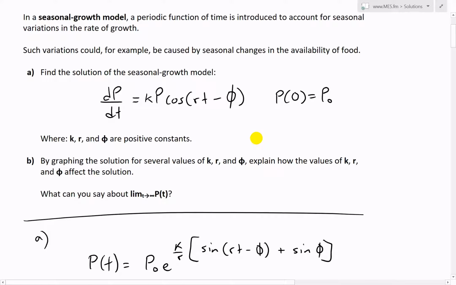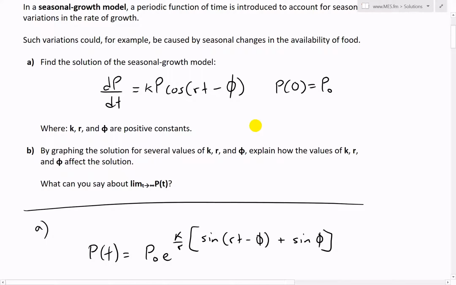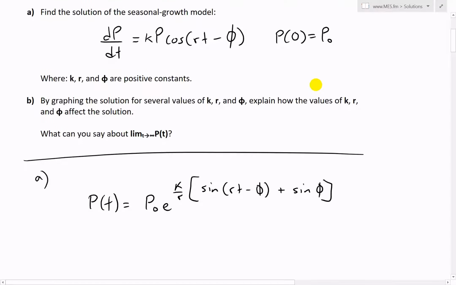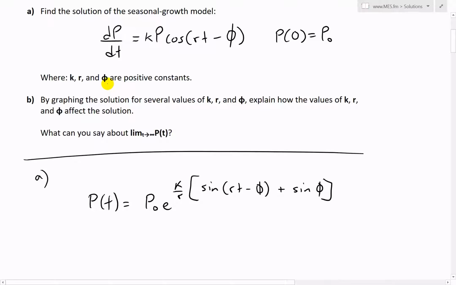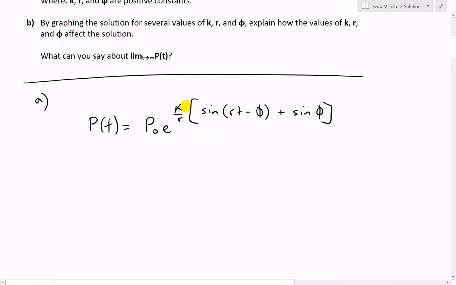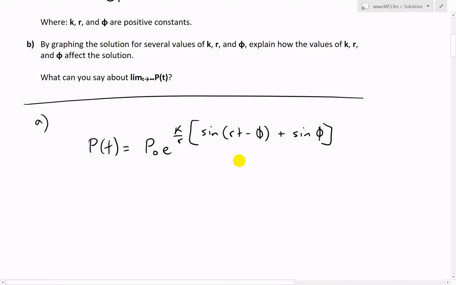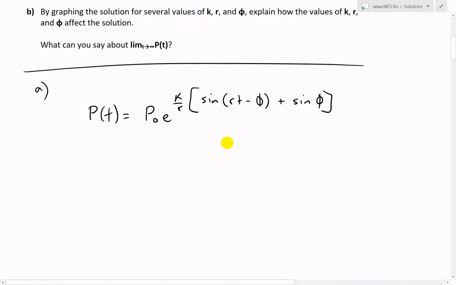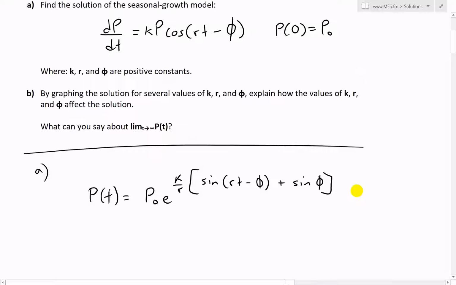Part A stated: find the solution of the seasonal growth model dP/dt = kP cos(rt - φ), that's the Greek symbol phi, where the initial value is given, P(0) = P0, and where k, r, and φ are positive constants. In my last video I solved that differential equation to get the solution of this seasonal growth model, which is this right here.